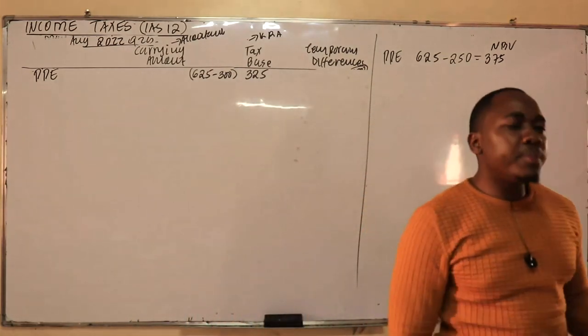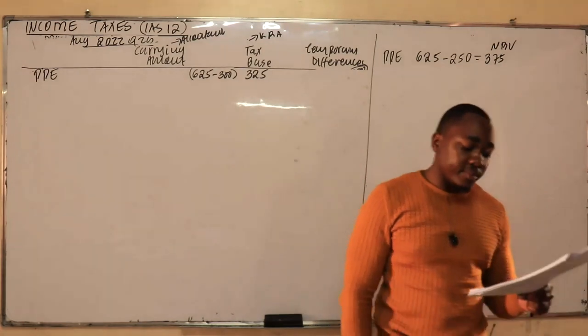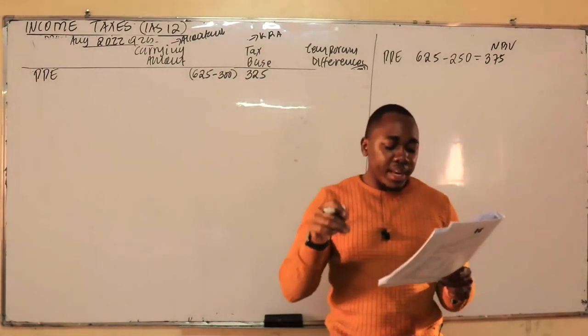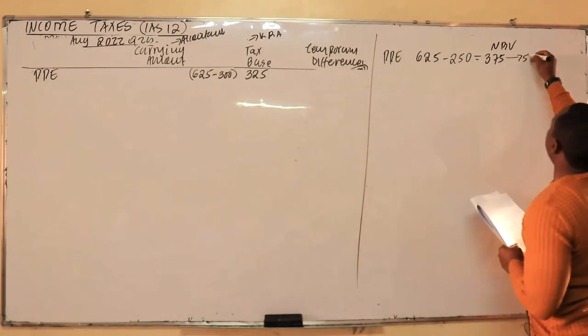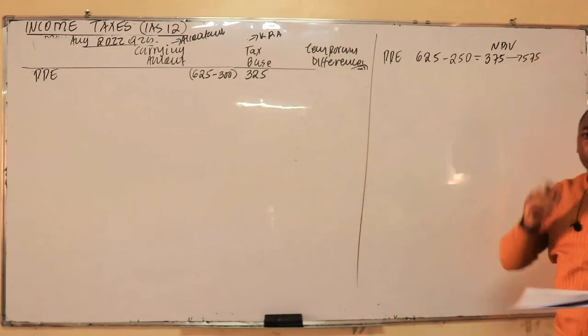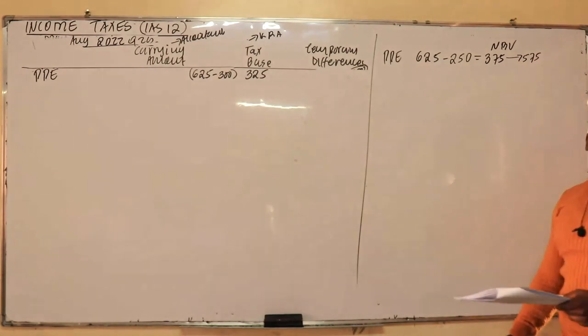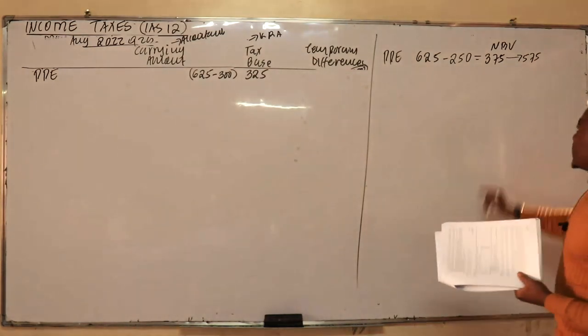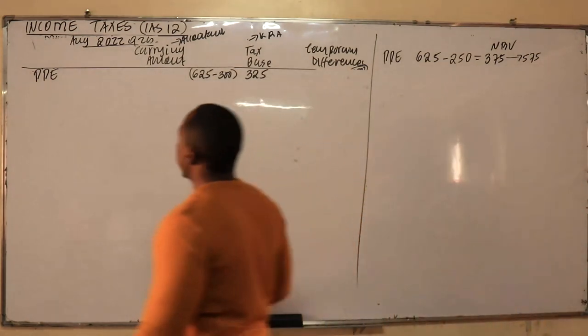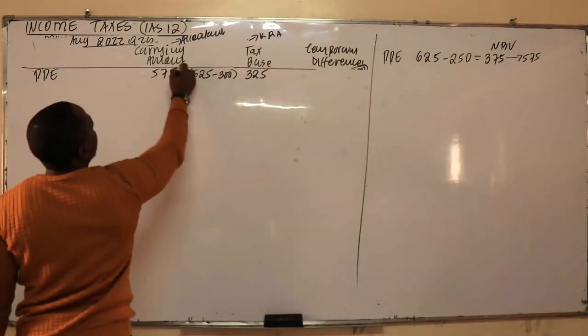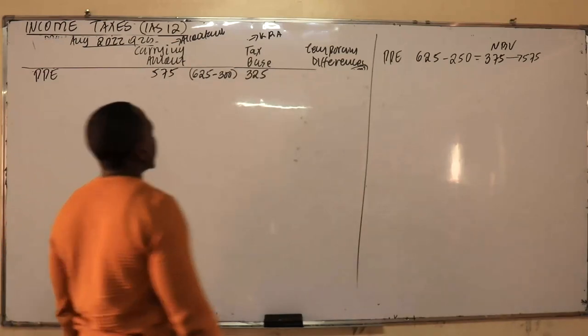On 30th of April 2022, that's at the reporting date, the property, plant, and equipment was revalued to 575. Now, as an accountant, the net book value is 375, but the fair value or the market value revaluation is 575. How much do you show in the financial statement? 575. Good. Give me the deferred tax, I mean the temporary difference.